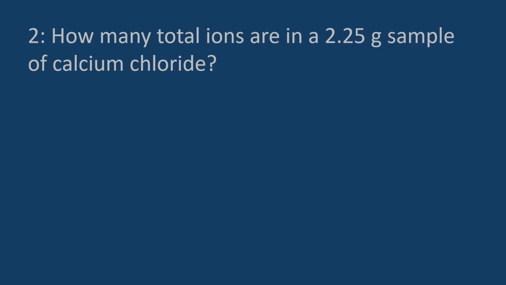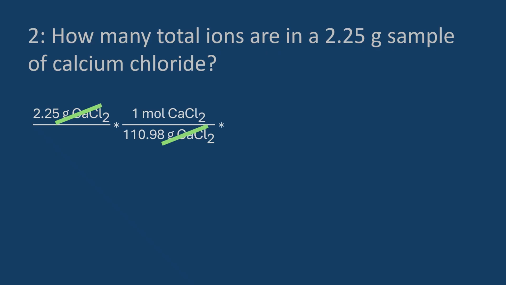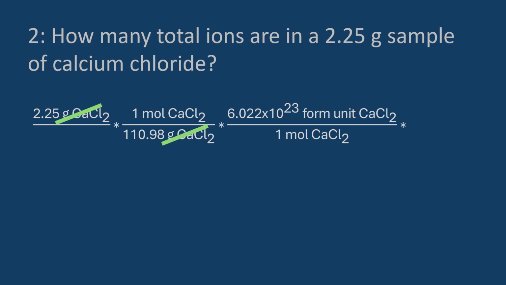This problem requires that we tack on a step from the last one that we did, as we are asked to move from the number of formula units to the total number of ions. Since we are given grams of our compound, this one is going to start very much like the last one. Use the molar mass to move away from grams and towards the mole. Avogadro's number will help you move towards the formula units from that mole.